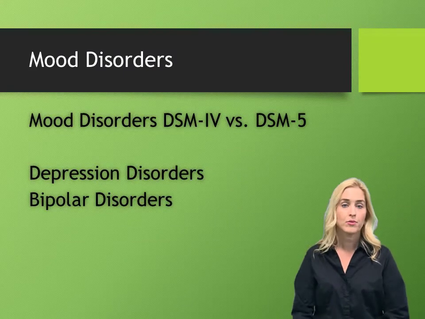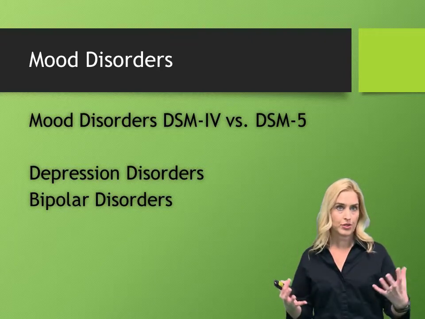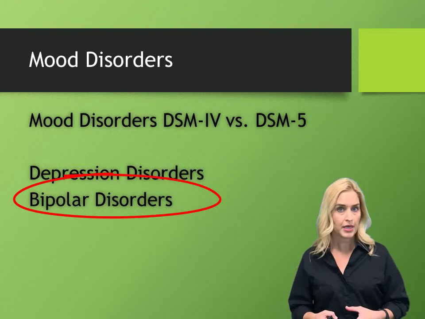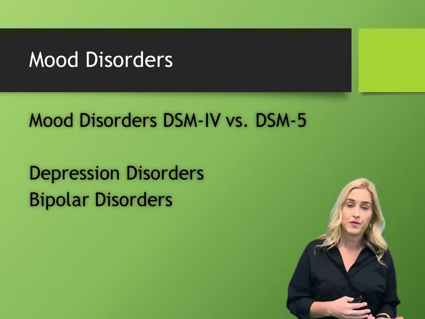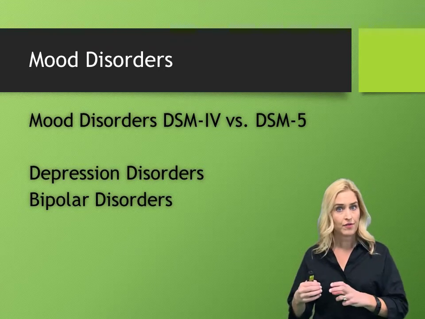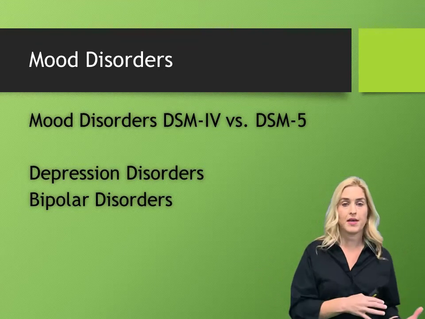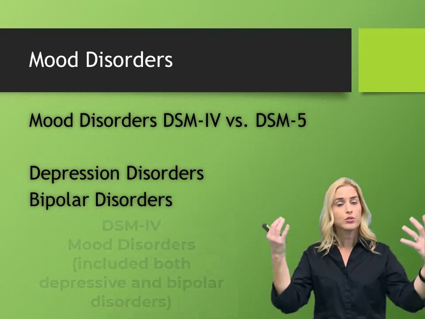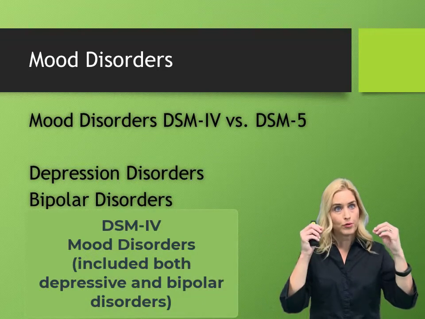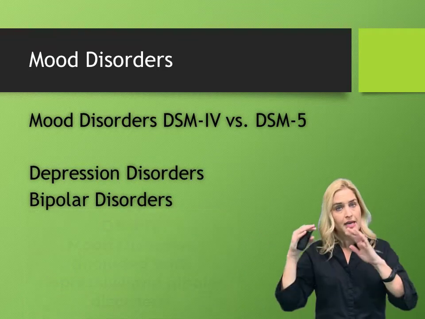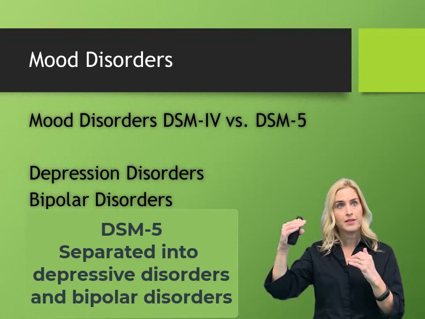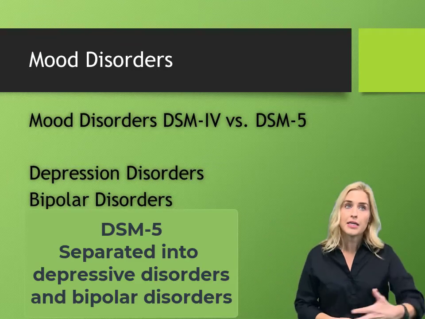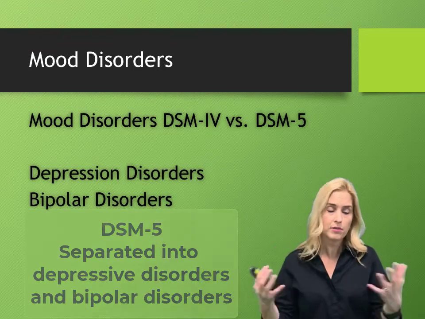Today we're going to be talking about mood disorders. Now, mood disorders are a category that include depressive disorders as well as bipolar disorders. Again, we've talked in previous videos about how the DSM-5 has put things in different categories than the DSM-4. In the DSM-4, they had a large category called mood disorders, and this included both depressive and bipolar disorders. In the DSM-5, they've actually separated these out into depressive disorders and bipolar disorders by themselves. In here, we're going to talk about each one of these disorders.